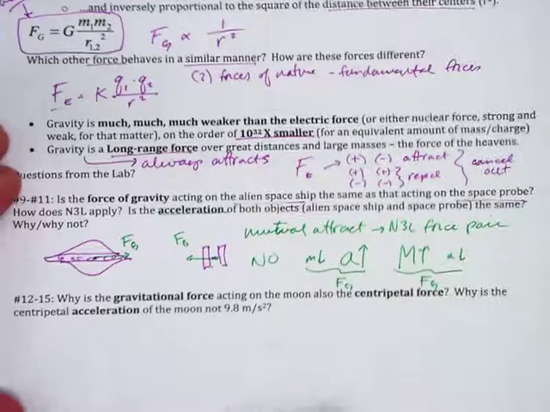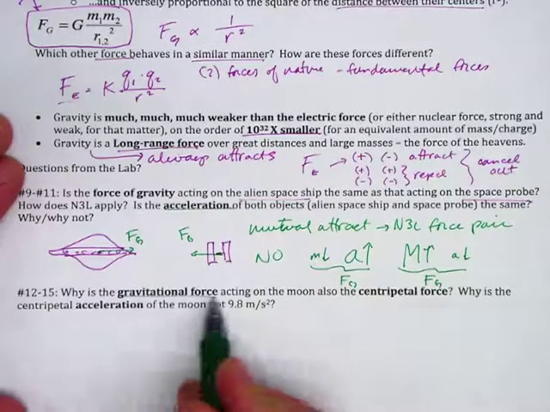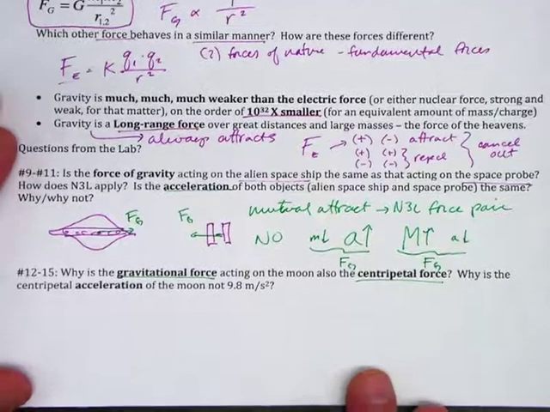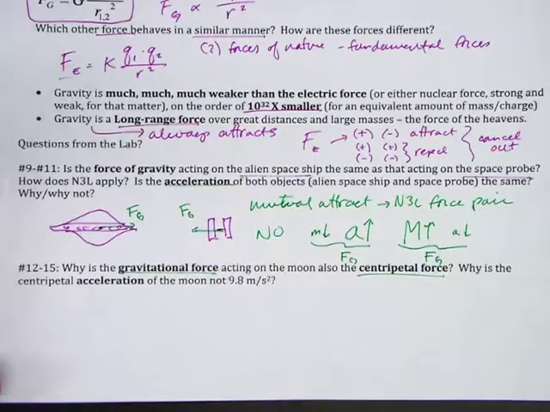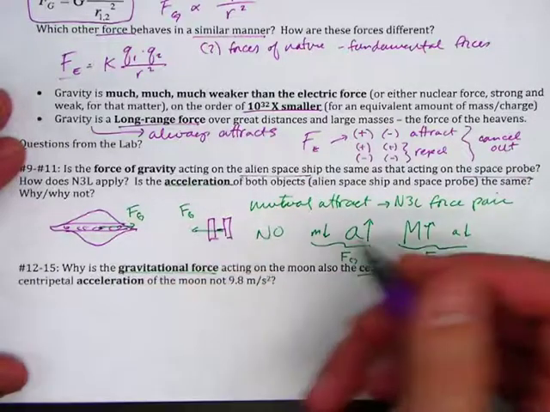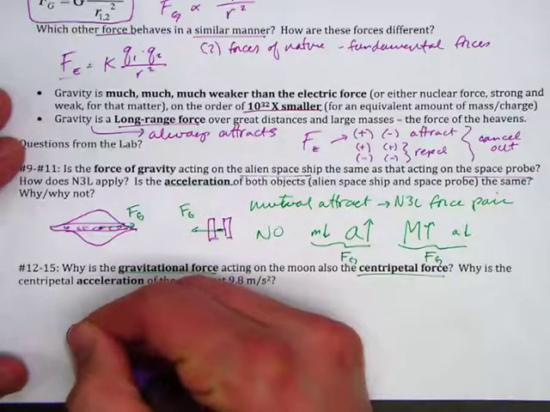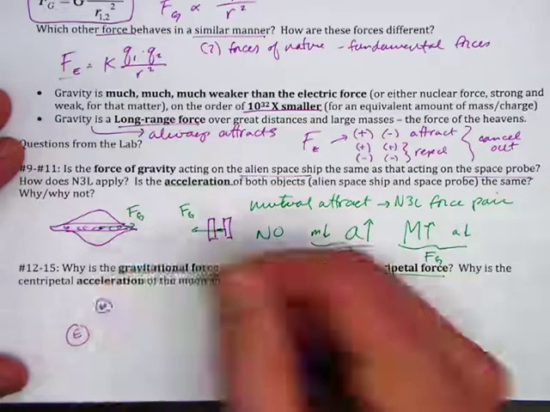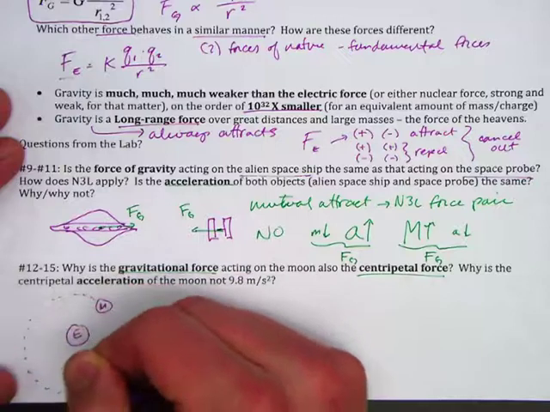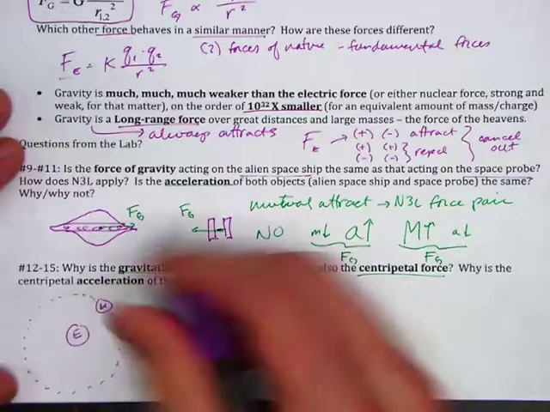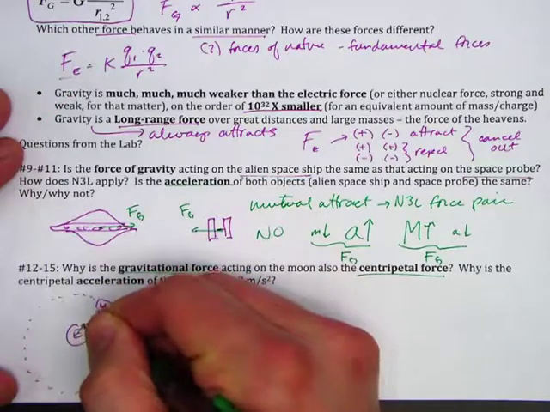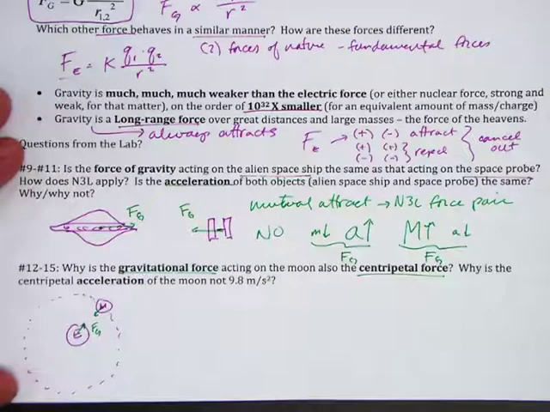Now, last question for this video, why is the gravitational force acting on the moon also a centripetal force? And this is where we start to connect the worlds of universal gravity and circular motion, which we've been studying. So if we look at this Earth-Moon system, where we know the moon is orbiting around the Earth, and there's this mutual attraction due to the force of gravity acting on both objects.